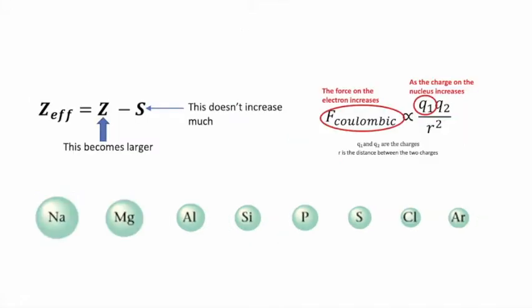Within a row, valence electrons are all feeling about the same amount of shielding, but the positive charge on the nucleus gets larger. And according to Coulomb's law, the larger the charge, the stronger the force, and this force is enough to pull those electrons in tighter. And looking at Coulomb's law, we can see as the nuclear charge increases, the force on the electron also increases.